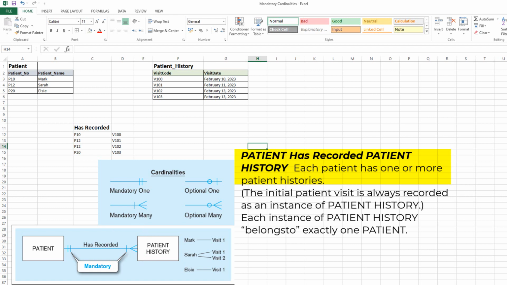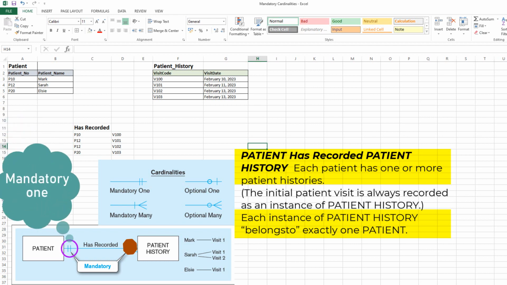This time I am going to read the ER diagram from the right-hand side. That means from the patient history entity to the patient entity, and therefore I am going to ignore the notation right next to the patient history entity. I will read it this way: each instance of patient history belongs to exactly one patient. That means each patient who has ever been to Silang Specialist Hospital will have one and only one patient card.